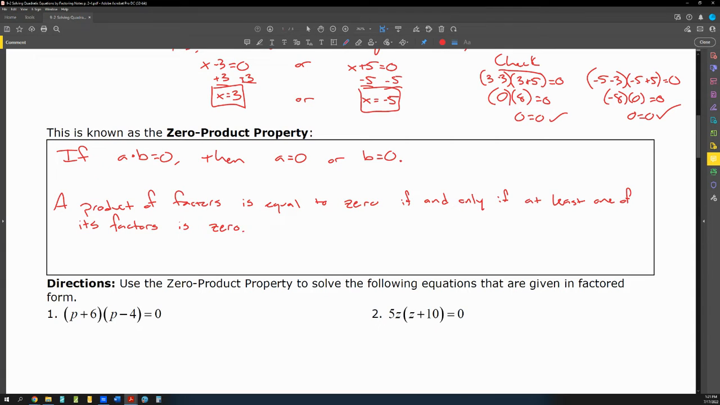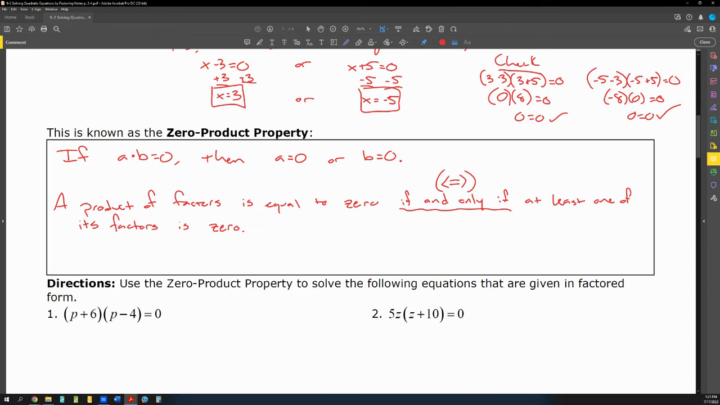Okay? A product of factors is equal to 0 if and only if at least one of its factors is 0. Now, in math, anytime you see this statement, if and only if, you can think of that as a bidirectional statement. So I'm going to use a double-sided arrow for that. And what that means is that this statement is true going either way.